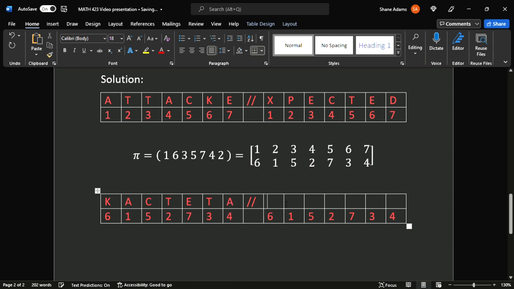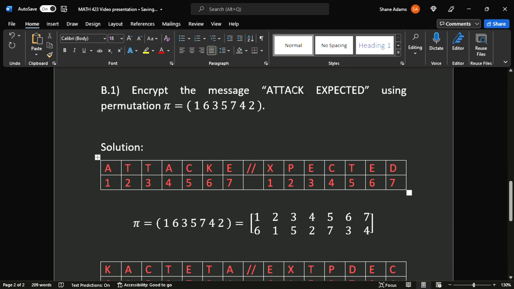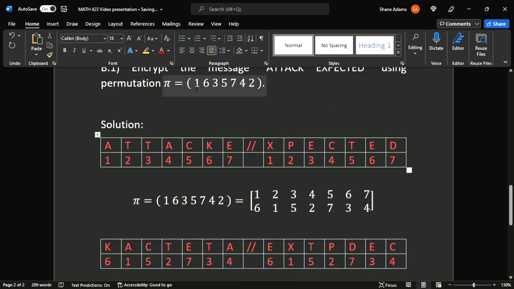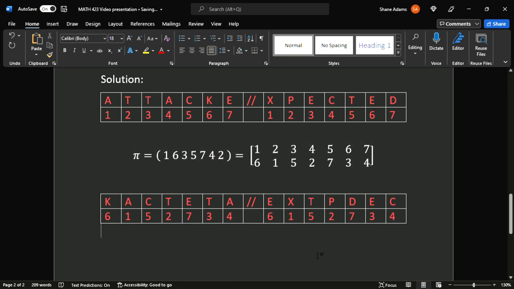And then for the second string, we have an E, X, T, P, D, E, C. So that is the solution for our encryption of the original message "attack expected" using this permutation, and then our encrypted message is below.